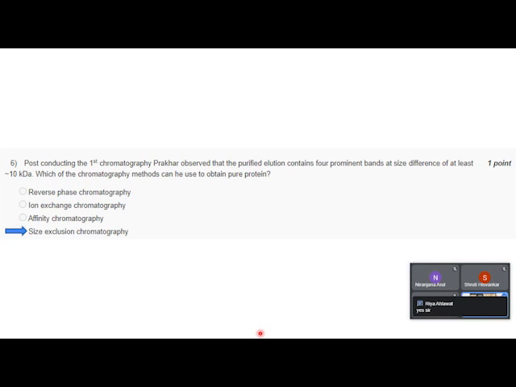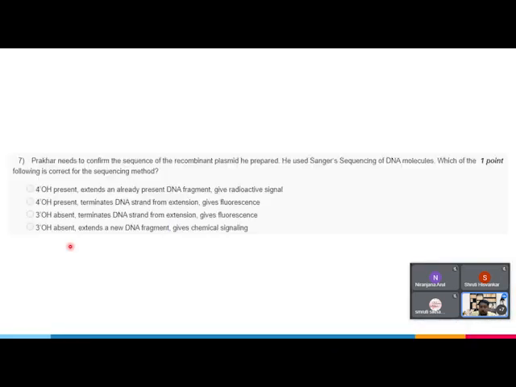Yes. So, post conducting the first chromatography, Prakhar observed that the purified elution contains 4 prominent bands at size difference of at least 10 kilodalton. Which of the chromatographic methods can he use to obtain pure protein? The options are reverse phase chromatography, ion exchange, affinity chromatography, and size exclusion. The answer is size exclusion chromatography. That was that. We move on to the next one, which is the heavy question.